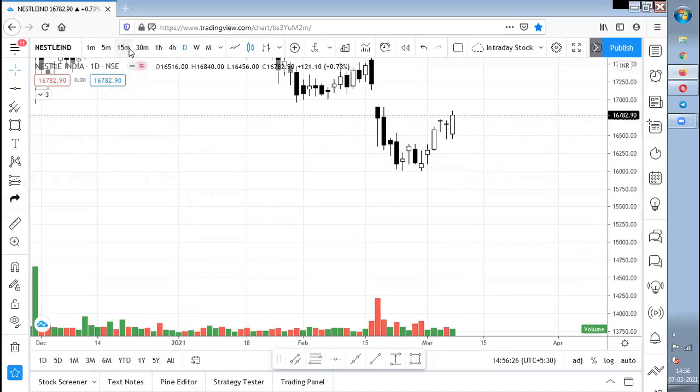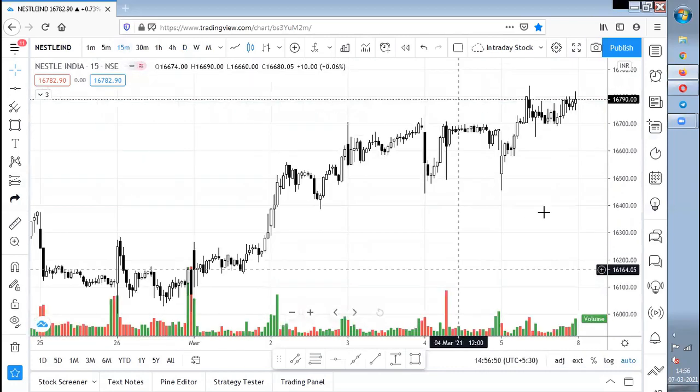Now let's go and see what is happening in the 15-minute time frame. And this is completely different from ICICI Bank and State Bank of India in an intraday analysis. Okay, on the intraday analysis of ICICI Bank and State Bank of India, I was mostly concentrating on how the previous day high is getting broken, and whether any pattern is getting formed, and all these things were analyzed. But in the case of Nestle India, it is completely different.